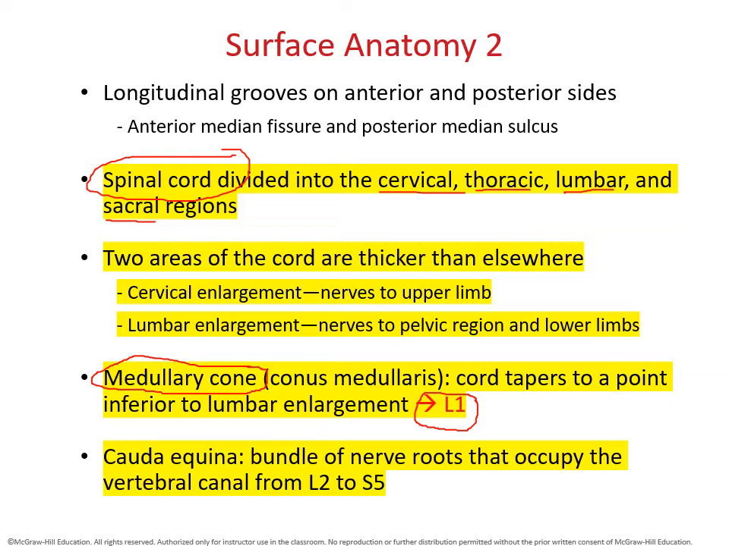And in fact, even when it tapers out with the medullary cone, its end will go ahead and form the cauda equina. The cauda equina is a bundle of nerve roots that will radiate outwards from L2 all the way to the fifth sacral vertebra. Let me go ahead and show you this on the picture, and then I can also show you the two areas where the cord is a little bit thicker, and those are called the cervical enlargement and the lumbar enlargement. So let's switch over to the next slide.